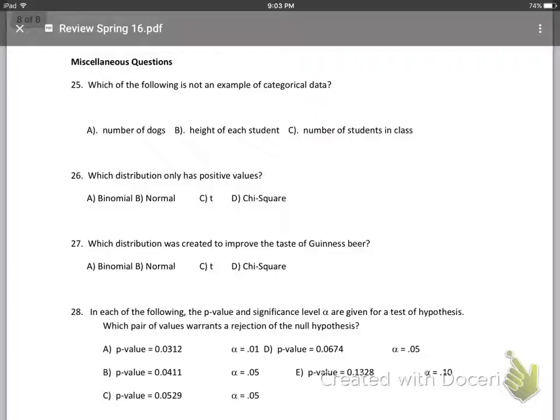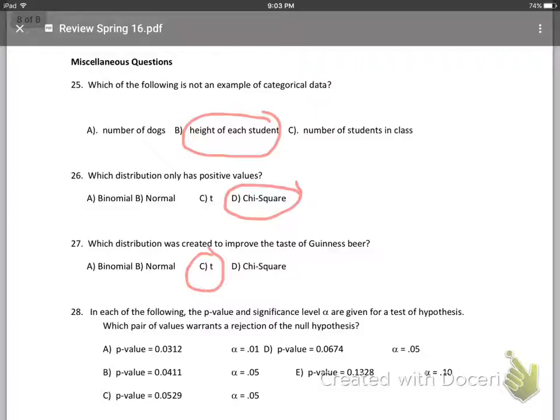Okay, let's continue with this, which is categorical data. So that's where the answer is like who you're going to vote for, Trump or Clinton. And so which of the following is not an example? So that'd be categorical data. So that would be the number of dogs, the height of each person, or the number of people. It would be the height of each person because you have 2.6. Which one only has positive values? Distribution, that's chi-squared. Hopefully you remember that the Guinness beer is the t-test.